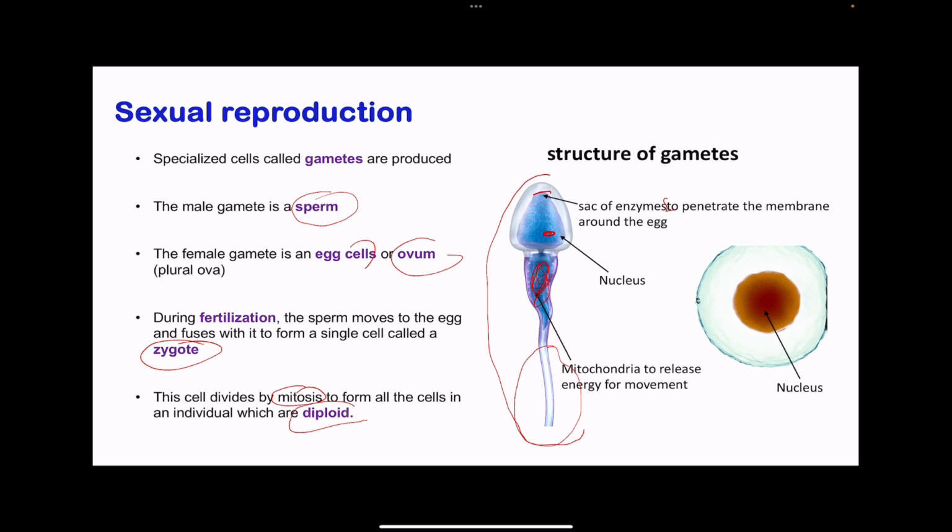For the female gamete, it's actually bigger in size in comparison to the male gamete, and we can see it contains the nucleus and it contains all other organelles that are found within a cell.